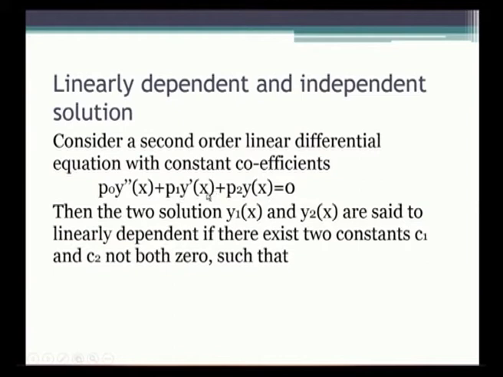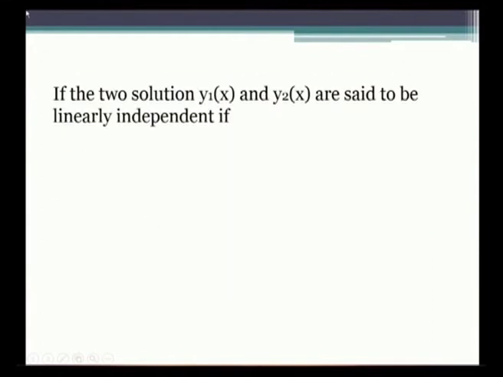Then the two solutions for this equation, y1 of x and y2 of x, are said to be linearly dependent if there exist two constants c1 and c2, not both 0, such that c1 y1 of x plus c2 y2 of x is equal to 0. Then only these two solutions, y1 of x and y2 of x, are said to be linearly dependent.